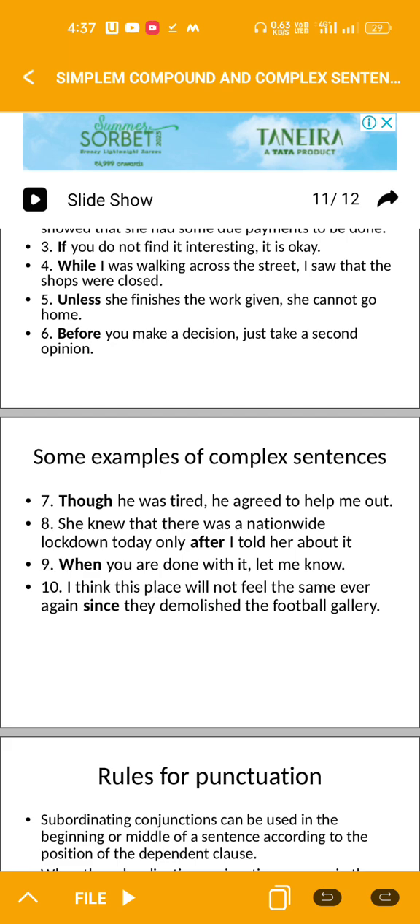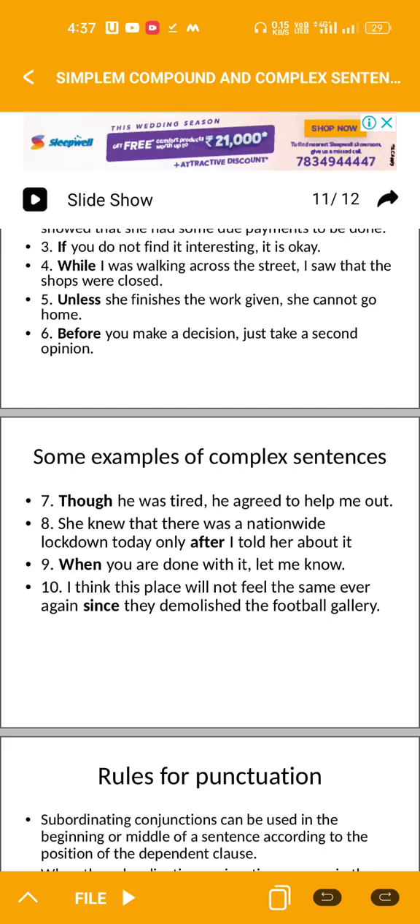So though he was tired, he agreed to help me out. So he agreed to help me out is an independent clause. Though he was tired is a subordinate clause. She knew that there was a nationwide lockdown today only after I told her about it. So after over here comes in the middle, so the subordinate clause comes after the main clause here. When you are done with it, let me know. So I think this place will not feel the same ever again since they demolished the football gallery.